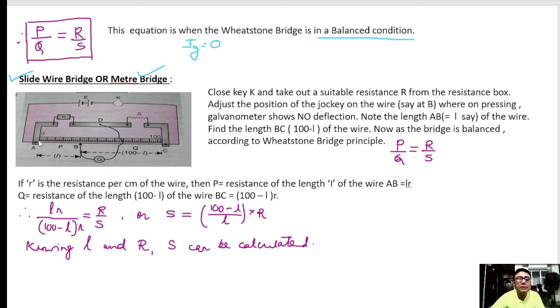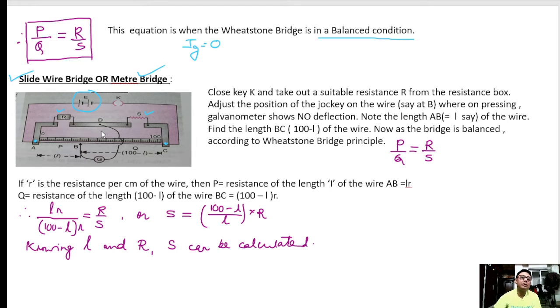So see, here is the meter rule starting from 0 to 100. You can see the wire AB. It is of length 100 centimeters. Okay, and here is an EMF, battery used, and a key K, and here is the resistance R. You can see the R resistance applied here. You can see the S resistance applied here.